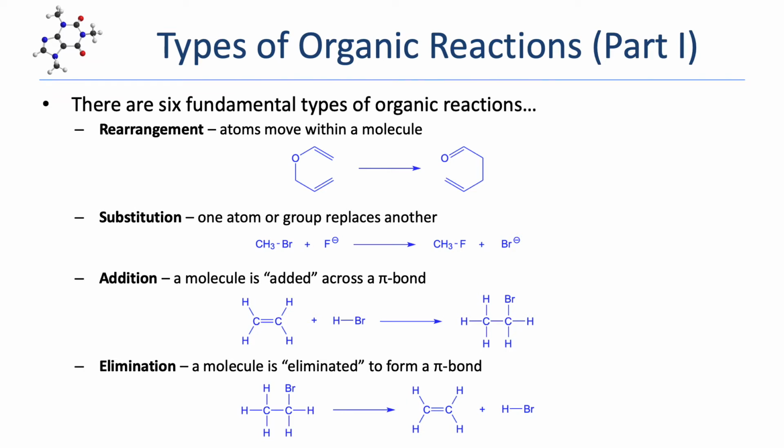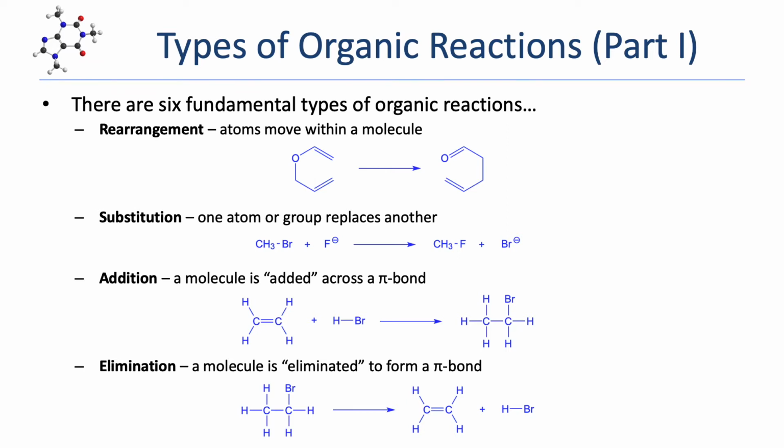First, we have rearrangements. A rearrangement is just a reaction in which atoms move within the molecule, creating new bonds and breaking old bonds. Essentially, it's the transformation of one constitutional isomer into a new constitutional isomer. So here you can see that these two molecules in this reaction have the same formula, but they are different structurally. The atoms are connected differently. That's a rearrangement.